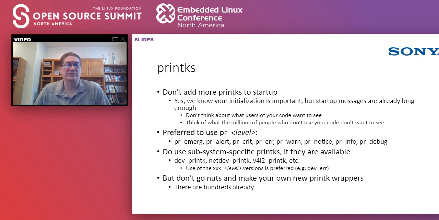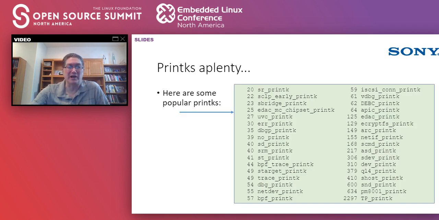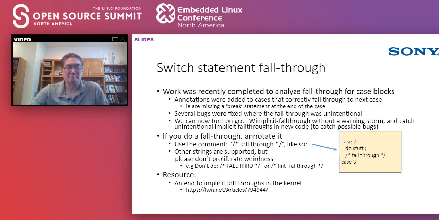There's a whole bunch of these. In fact, there's a ton of them. So don't go nuts and make your own new printk wrappers. Literally, there are hundreds, there may be thousands of printk wrappers in the kernel. Here are some of the popular printk wrappers. And most of these also have their own eight levels defined for the different message levels. So I'm sure there's a printk in the kernel that exists already that you can use.